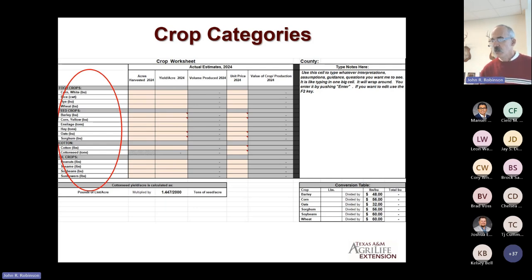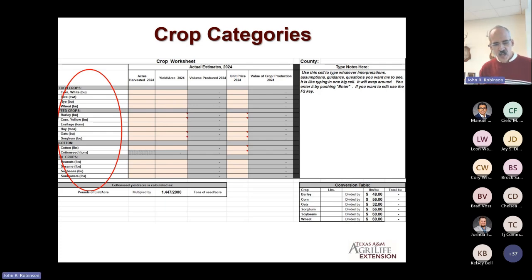Most of the errors are, if you look down here where it has the conversion table of pounds per bushel, somebody taking a yield that's in hundredweights and multiplying it times a price that's in dollars per bushel. That's the source of most of the errors that we see here. It's mixing units of grains, particularly.